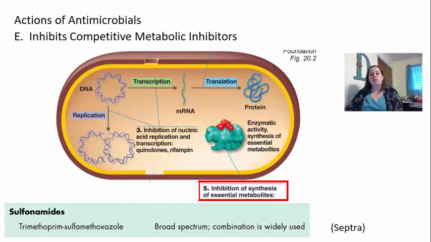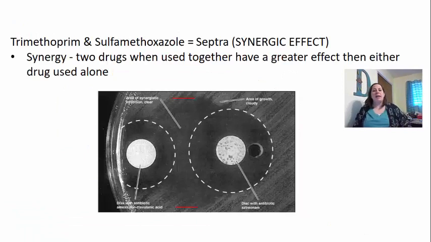Another way is we can inhibit the competitive metabolic inhibitors. When you look here, it's going to inhibit the synthesis of essential metabolites, things that are essential that they need in order to survive. So when we're looking at these, are the sulfonamides. These are broad spectrum, and they're a combination that is widely used, and this combination is known as Septra. This Septra combination contains two types of antibiotics. So taking a look at the Septra, this is shown that it has a synergenic effect. The synergenic effect means that they work together.